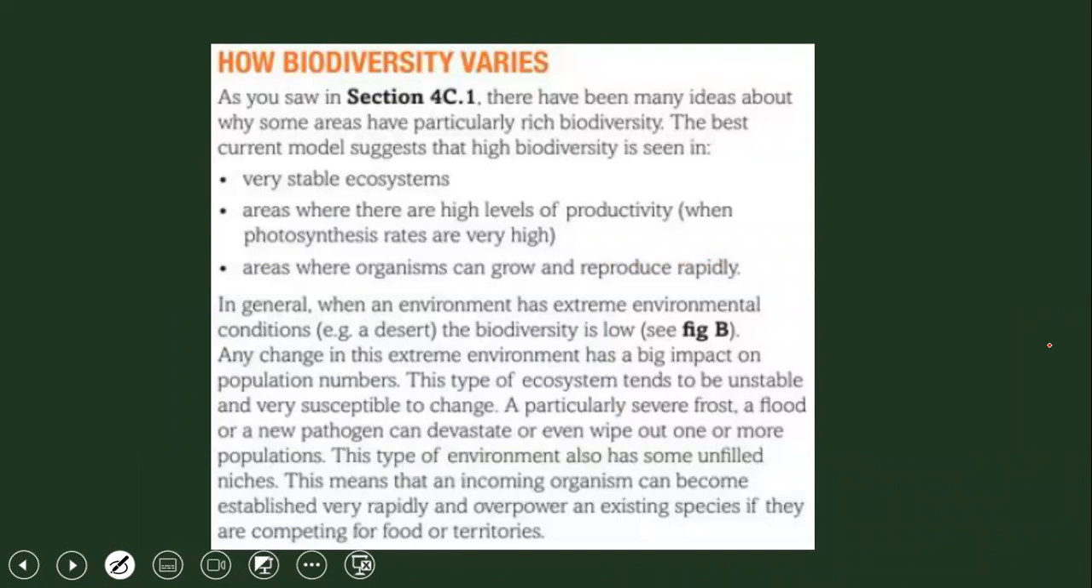Now, when we talk about biodiversity, how does it vary as we go across different areas? We talked about how high biodiversity is seen when you have a stable ecosystem, high levels of productivity, and where organisms can grow and reproduce rapidly. These were the conditions we stated in which you generally observe high biodiversity. So generally speaking, in an extreme environment like a desert, the biodiversity observed is going to be low.